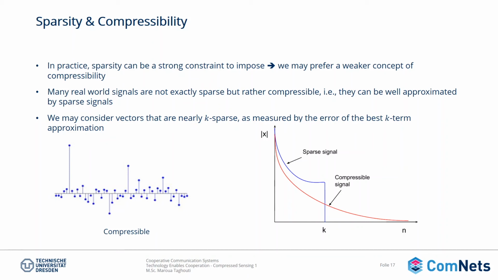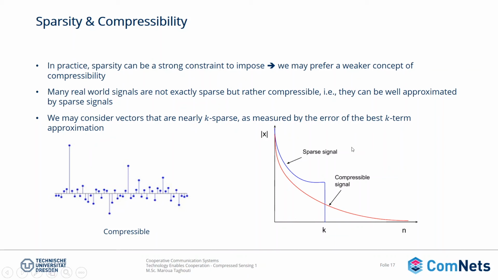You could see at the bottom of the slide some example of a compressible signal where we have some elements that are really, really close to being zero, but they're actually not, whilst we have other elements whose amplitude or values are actually large. And this weaker concept helps us as real world signals are actually not exactly sparse, but rather compressible, and they can be well approximated by sparse signals. So we may consider vectors that are nearly k-sparse as measured by the error of the best k-term approximation.